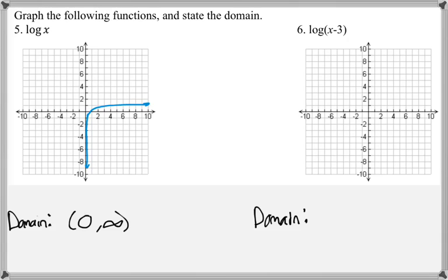Okay, let's graph log of x minus 3. And that's going to look like this. And it looks like it just stops here on the calculator. But that's actually not what it's supposed to look like. It's supposed to continue going down like this.